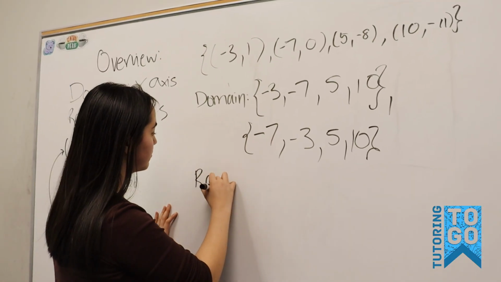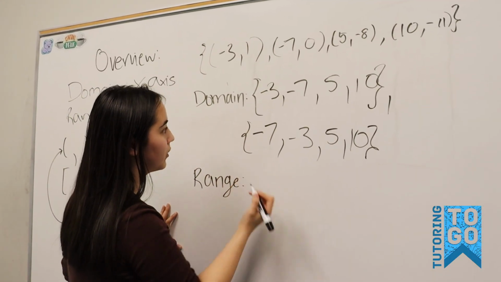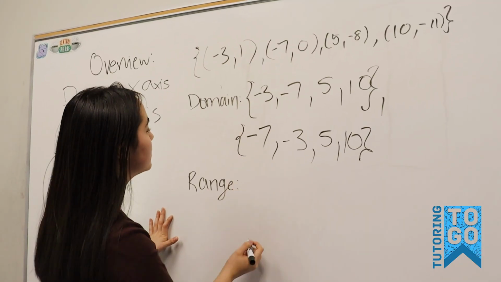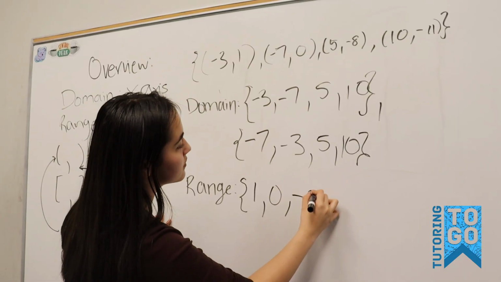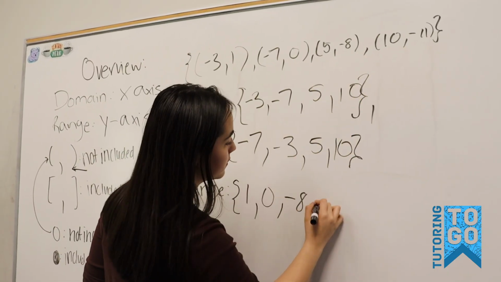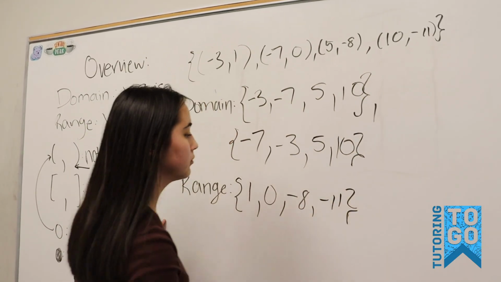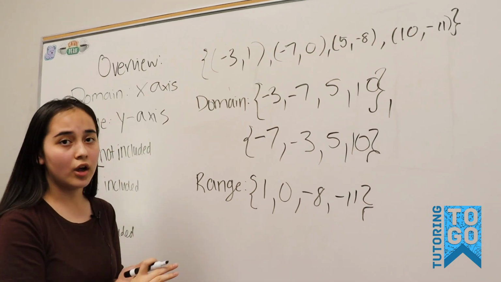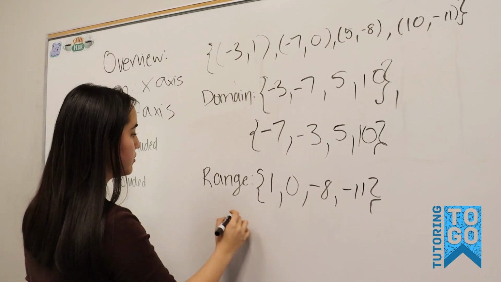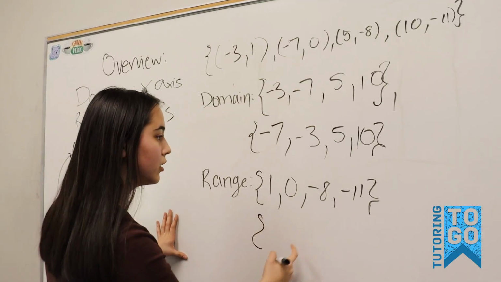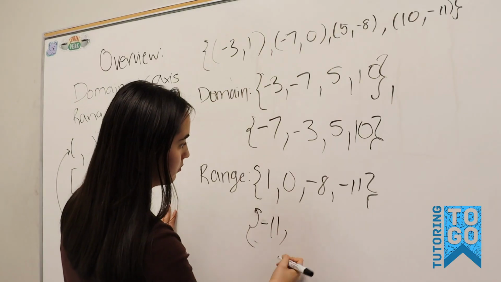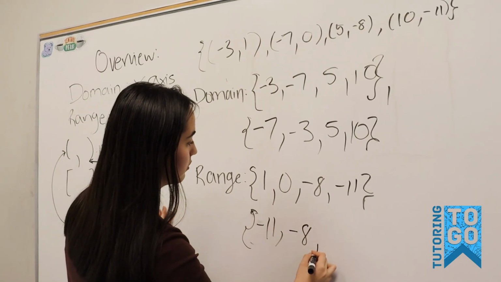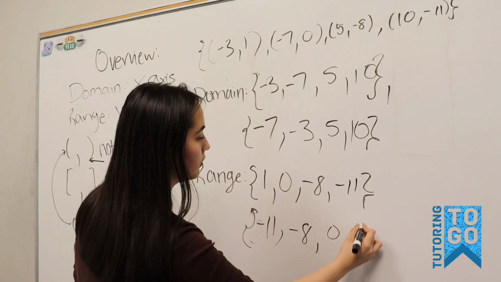Now for our range. Range, we're using all the y values. So let's do it just like how we did the domain. That's 1, that's 0, that is -8, and then that's -11. Now, this is not from lowest to highest. So let's do that right now. The lowest is -11, that is -8, then 0, then 1.